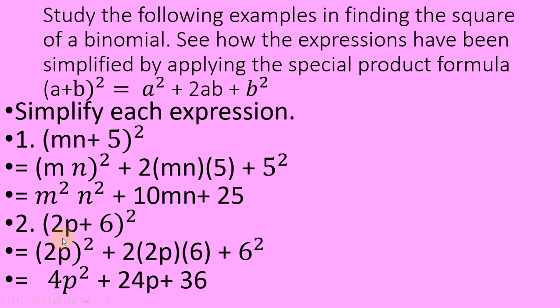Number 2. Find the square of the binomial 2p plus 6. Square the first term, which is 2p squared, and then twice the product of the first term and the last term, and the last term will be squared. So (2p) squared, we have 4p squared. Then 2 times 2 times 6, we have 24p. And then 6 times 6, or 6 squared, we have 36.